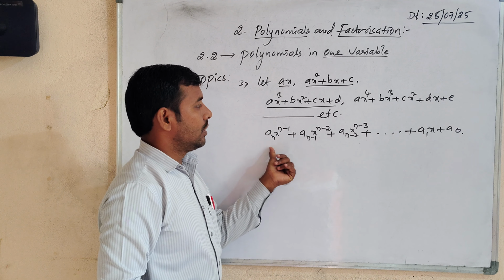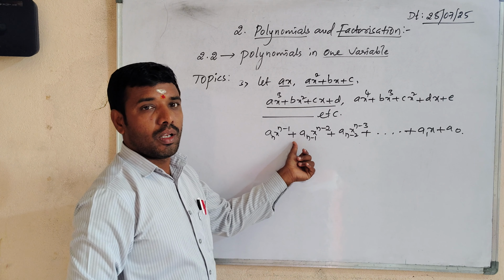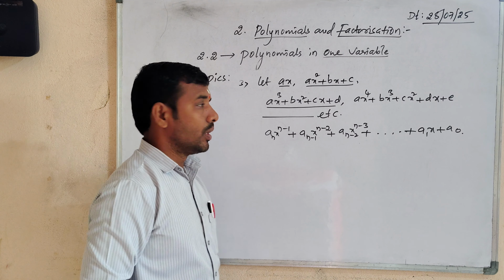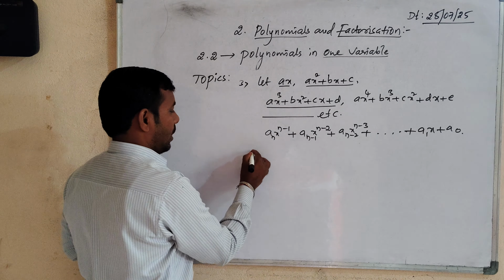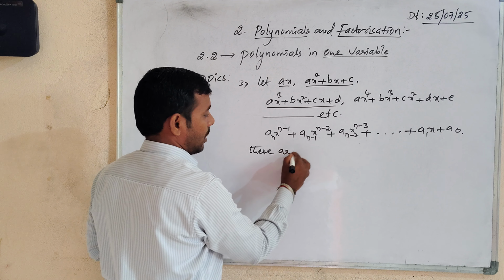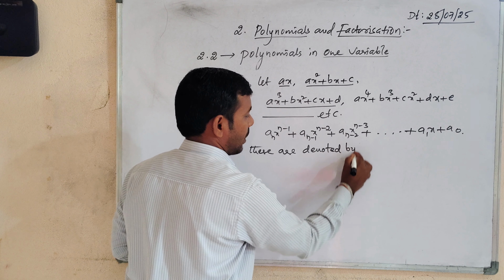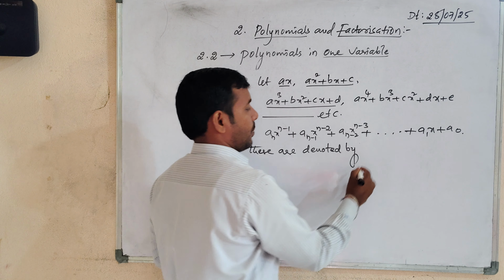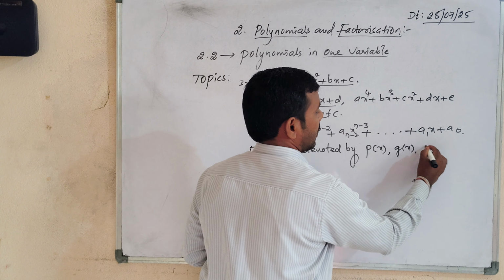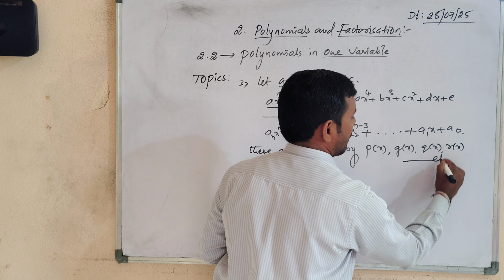This is called the general form of the polynomial which is having the variable x. So these all polynomials are denoted by P of x, G of x, Q of x, R of x, etc.